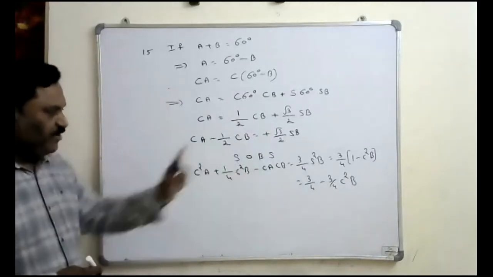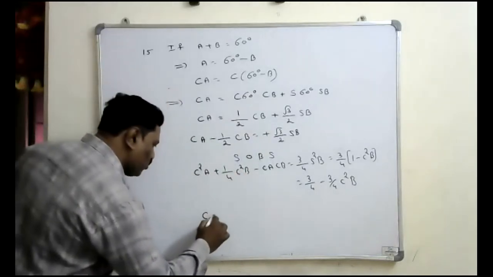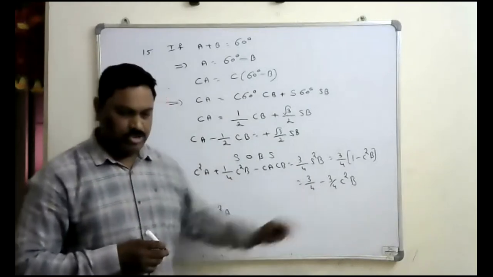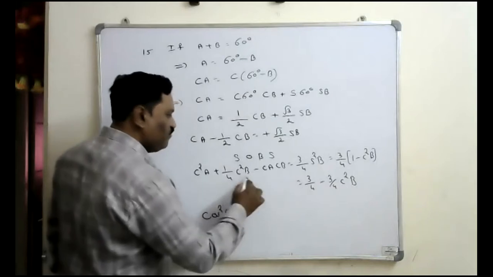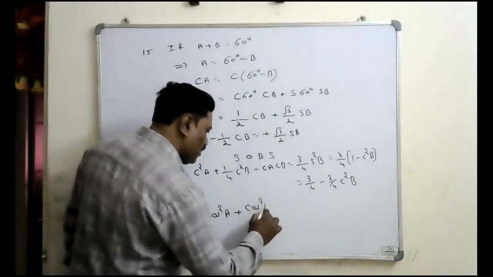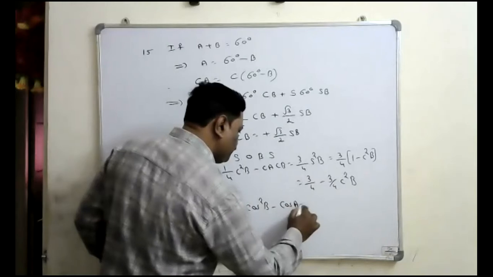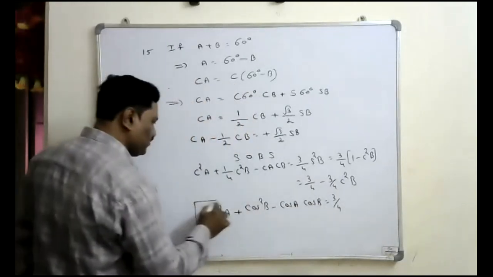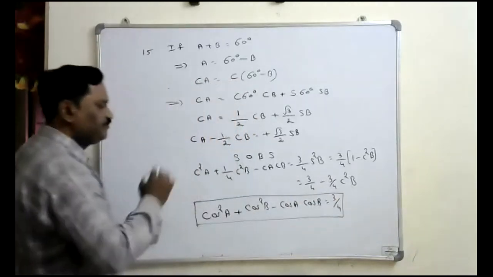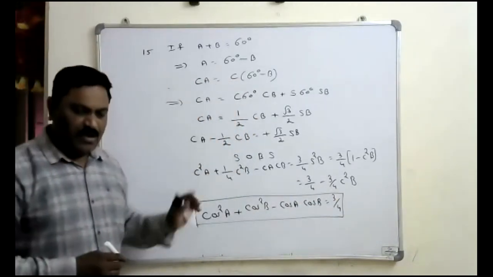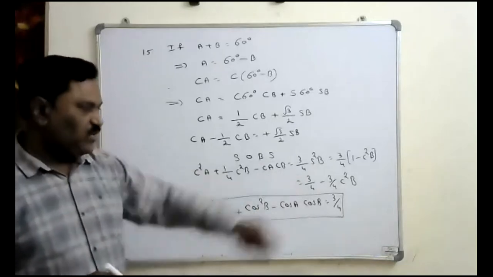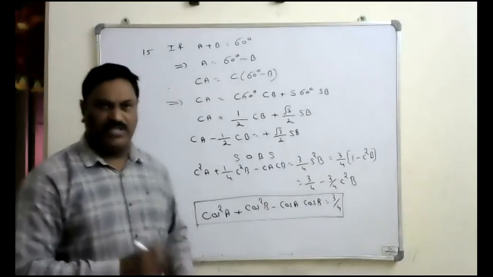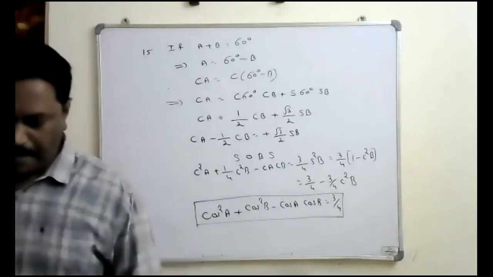Now bring the negative term to this side, therefore the result is cos square A plus cos square B, 1 by 4 plus 3 by 4, how much? One. That is cos square B minus cos A cos B is equal to 3 by 4. So this is the value, and you have to remember this. A plus B is 60 degree: cos square A plus cos square B minus cos A cos B is 3 by 4. But in terms of sin, sin square A plus sin square B plus sin A sin B is 3 by 4. There we get the plus, here we get the minus. Like that.